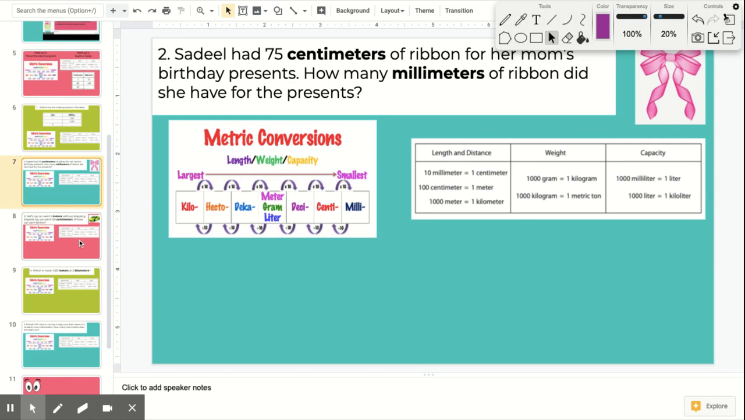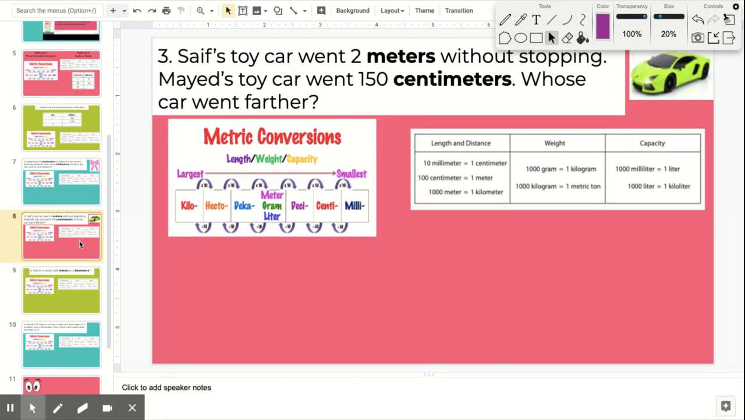to number 3. Number 3, with the toy car. It says Safe's toy car went 2 meters without stopping. Myed's toy car went 150 centimeters. Whose car went farther? Okay, so you can't just pay attention to the numbers. Okay, you can't say, well, 150 is bigger than 2, so Myed's car went further. You have to pay attention to the units. The number given to you isn't in the same units, so you have to convert one or the other.